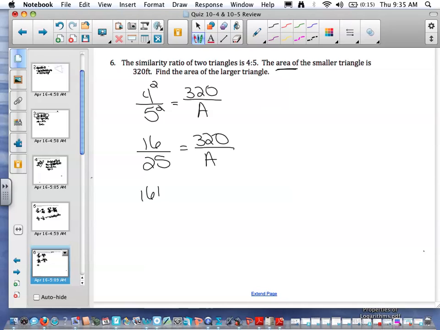So 16A is equal to 320 times 25, which is 8,000 divided by 16. So the area of the larger is 500 feet squared. Boy, I wasn't good with my squared terms.